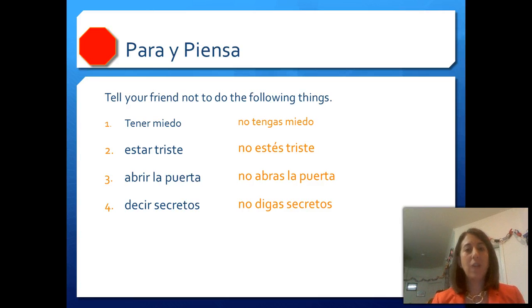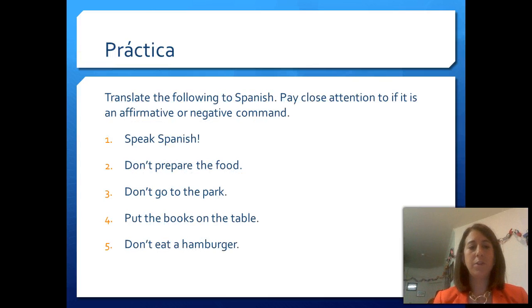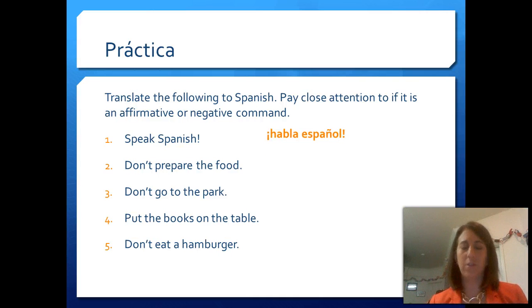Last chance to practice: now is for you to put all positive and negative commands together. I want you to translate those commands into Spanish. Pay close attention to whether it's an affirmative command or a negative command. Go ahead and hit pause, and let's see how you do. All right, here we go. Speak Spanish. Habla español. You've seen those signs around the classroom before.